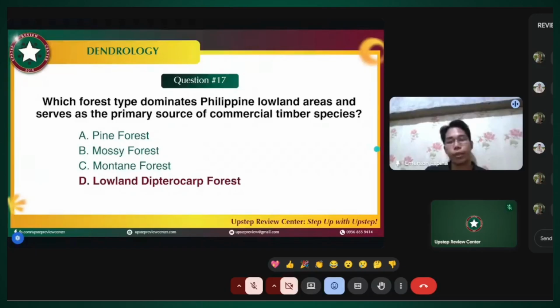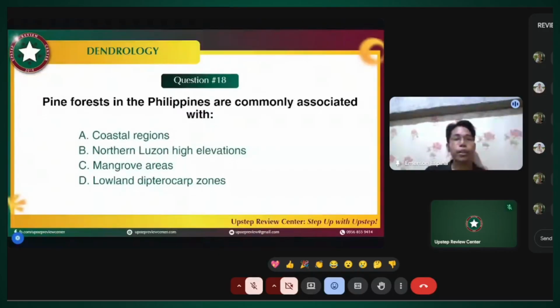Okay, and then question number 18. Pine forests in the Philippines are commonly associated with coastal regions, northern Luzon high elevations, mangrove areas, or deep lowland dipterocarp zones.